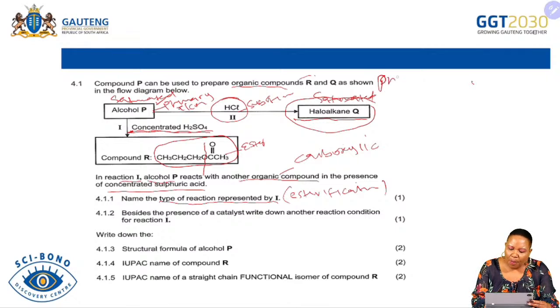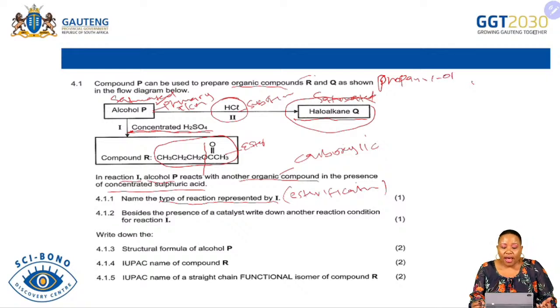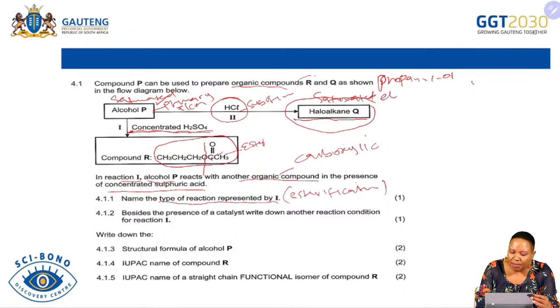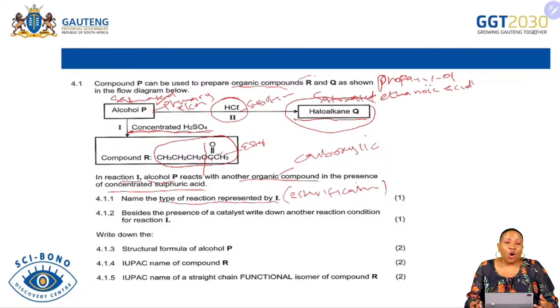Our alcohol is a primary alcohol, so it's going to be propan-1-ol. So I already know my alcohol, and if I look at the structure, there are 2 carbons that are left. It means my carboxylic acid is going to be ethanoic acid. So we already know that from the structure of the ester, we can identify the alcohol and we can also identify the carboxylic acid.